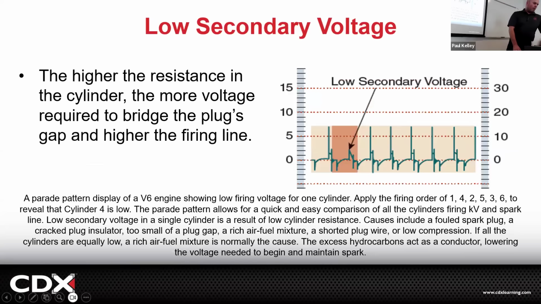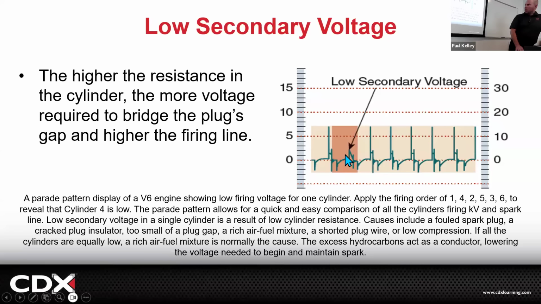Speaking of low, interesting. Low secondary voltage. Because the higher the resistance in the cylinder, the more voltage required, the opposite would be true as well. The less voltage that was required, the less resistance in the cylinder. Make sense? So we know we're looking for a super rich air fuel ratio or low compression, or maybe the spark plug gap is closed up because of this number 2 right here.